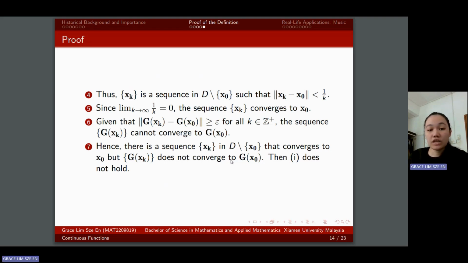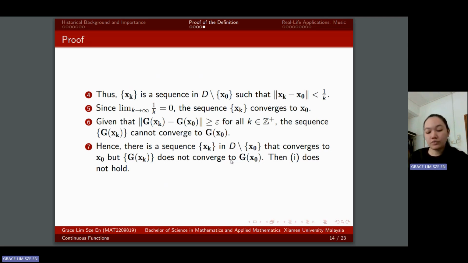And given that |g(xk) - g(x0)| is bigger than or equal to epsilon for all positive integers k, the sequence g(xk) cannot converge to g(x0). So despite the points xk getting arbitrarily close to x0, the function values g(xk) remain at least epsilon distance away from g(x0) for all k. And thus the sequence g(xk) cannot converge to g(x0).